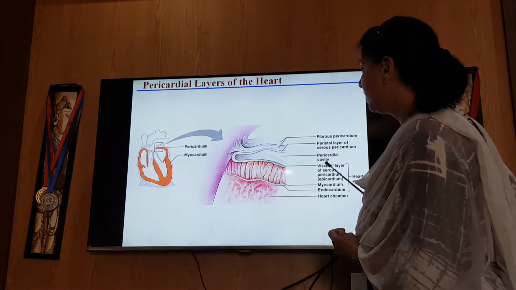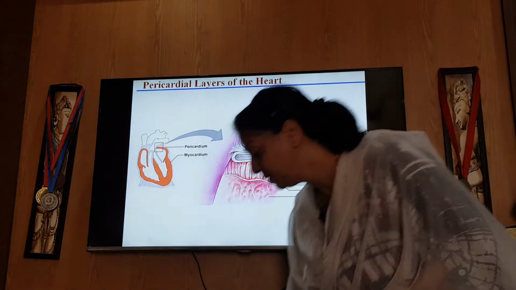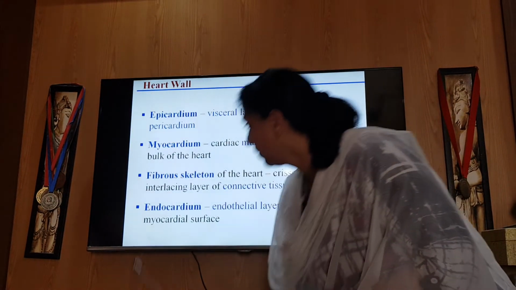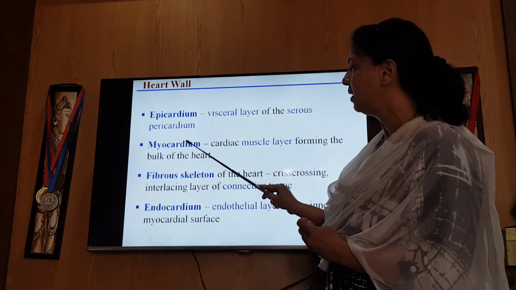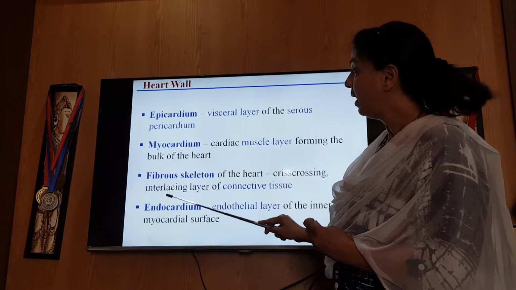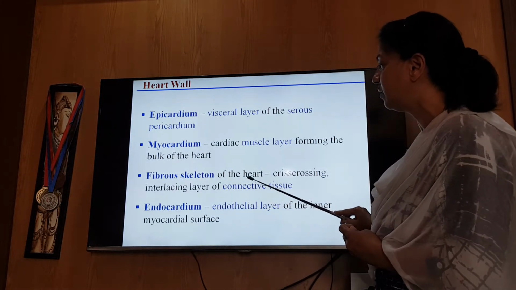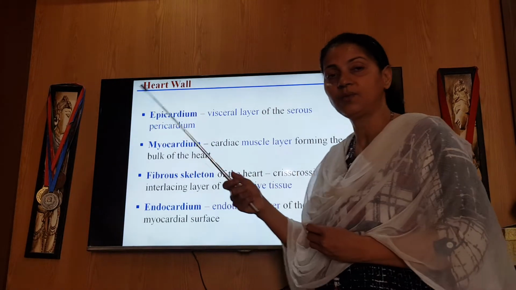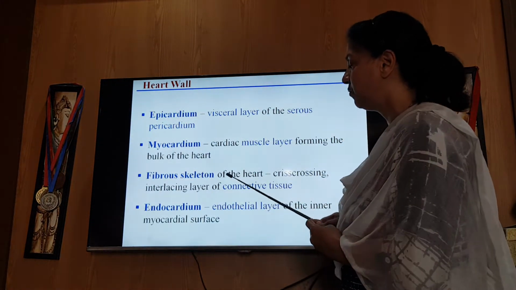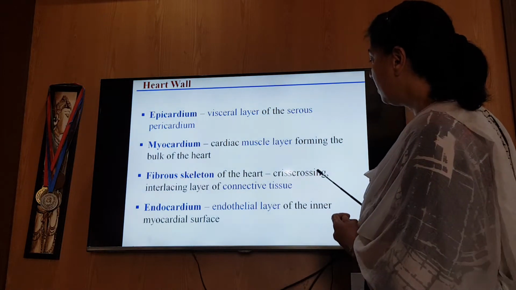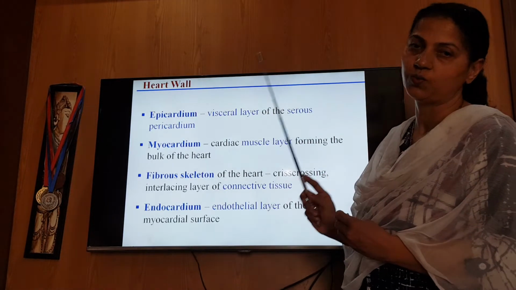Epicardium is nothing but the visceral layer of pericardium, serous pericardium. So the heart wall is made up of epicardium, myocardium, endocardium, and in the myocardium we will find the fibrous skeleton of the heart because it has to get some strength. And how is this fibrous skeleton formed? It is formed by the crisscrossing, interlacing layer of connective tissue.